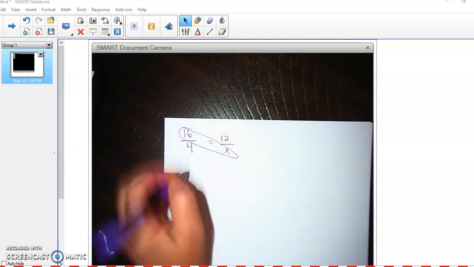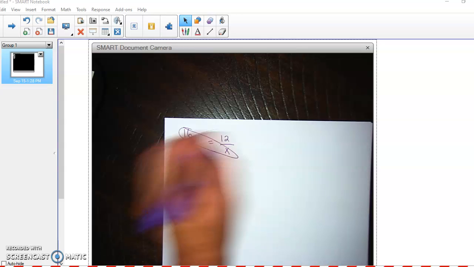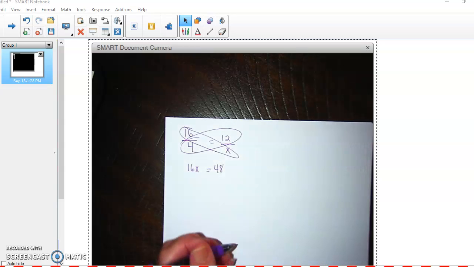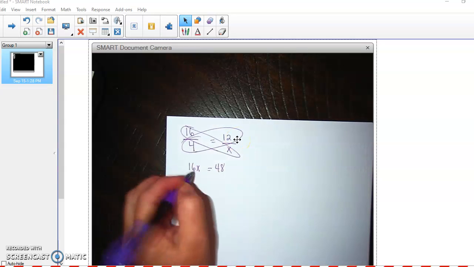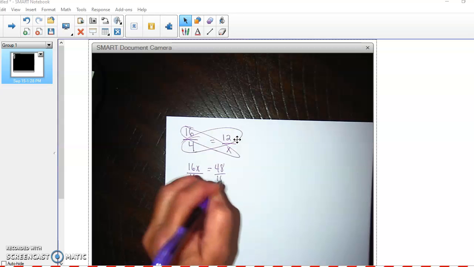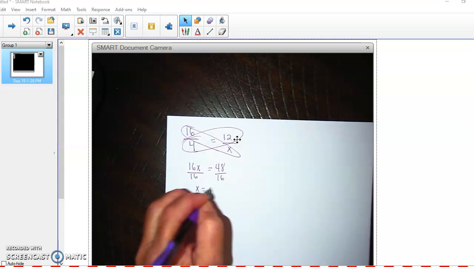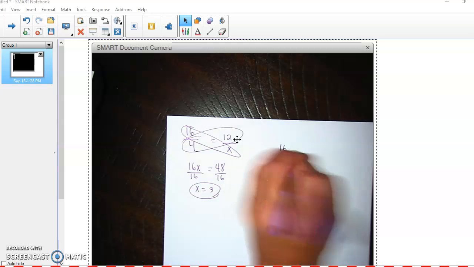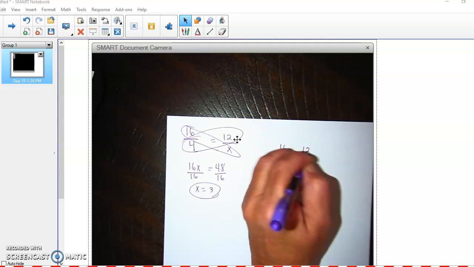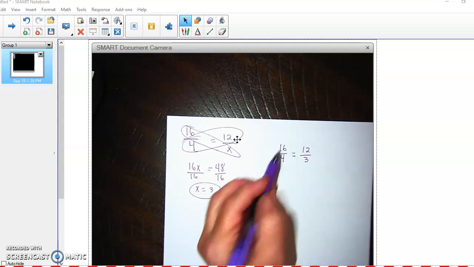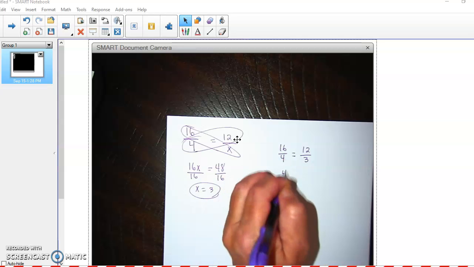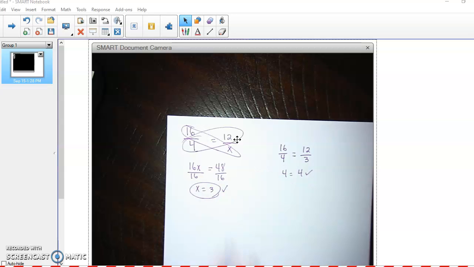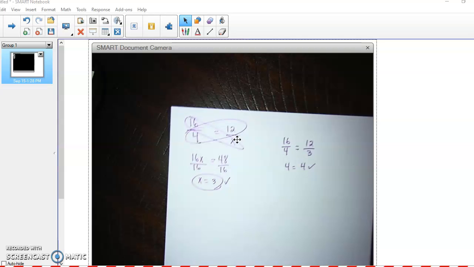So I'm going to cross multiply. That gives me 16x. And 4 times 12 is 48. Now I want to divide both sides by 16, so x equals 3. I'm going to take this and substitute it in the original equation, or proportion, or ratio, and I can cross multiply to see if I get the same answer, or I can simplify this one. 16 divided by 4 is 4, 12 divided by 3 is 4. That balances, so I know this is correct. In class I will show you in Desmos as well.